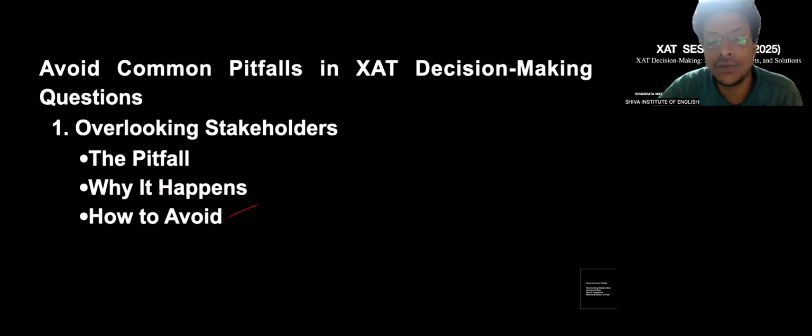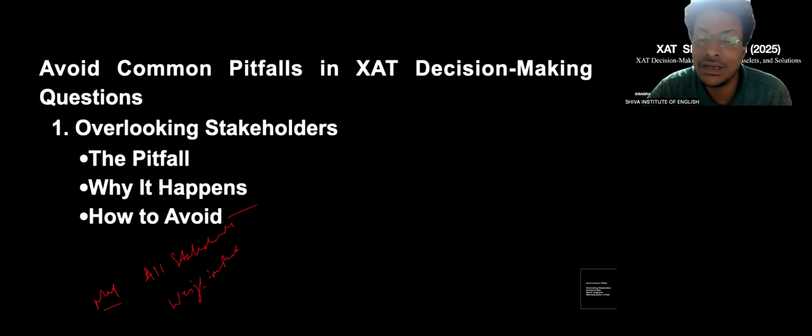Then second, you need to map all stakeholders. Second is you need to weigh impact, right? Weigh impact. Then the third one is an example: think of any example where this particular statement can be relevant or related.